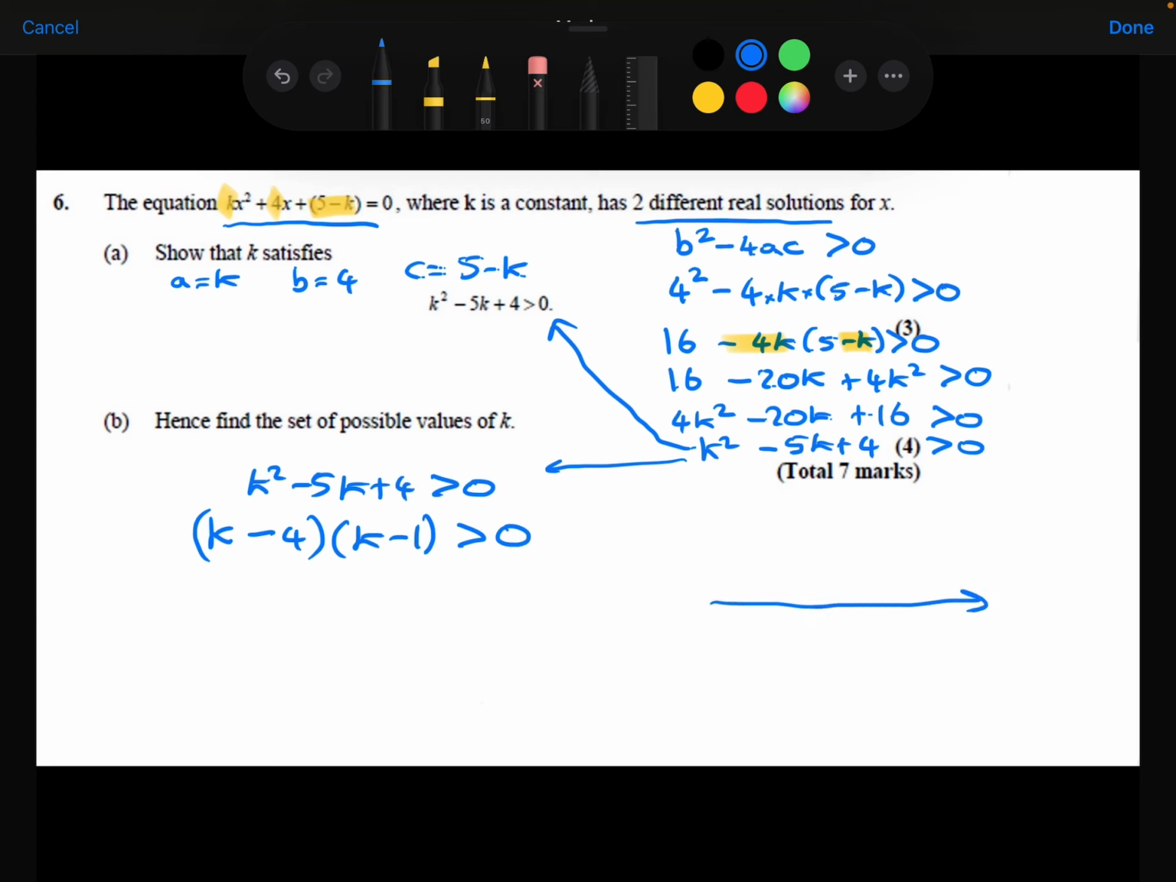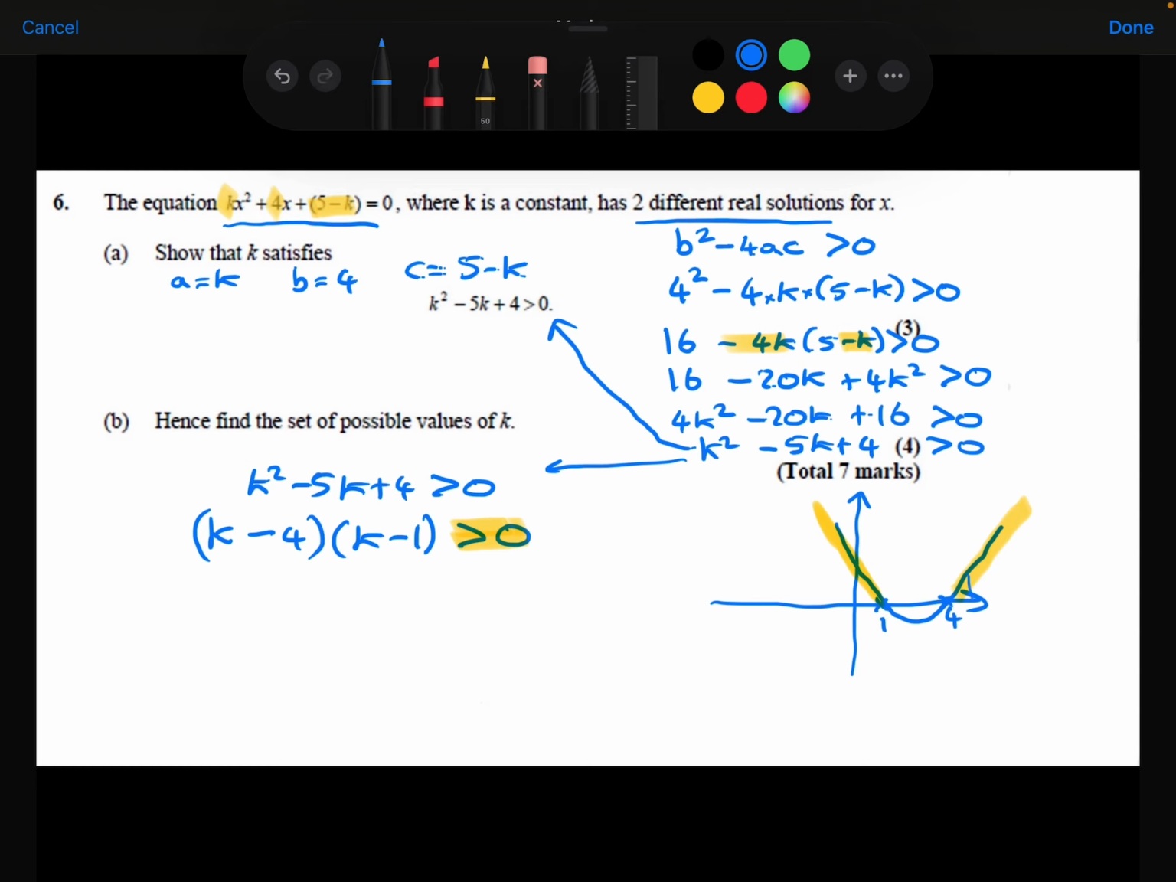Let's draw a little sketch so I can solve this. So there's a root at 1 and a root at 4. So my inequality is going to look something like this. I'm looking for where my inequality is greater than 0, so where it's positive. It's positive over here and here. These are the bits of the graph that are positive. Not this bit down here, that's negative. I don't want the negative bit, I want the positive bits.